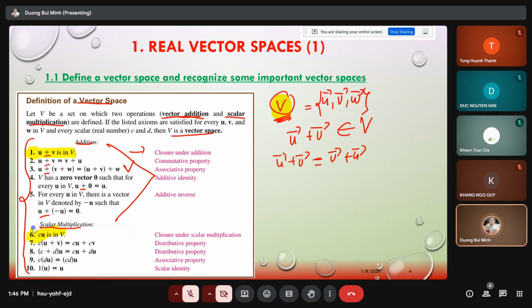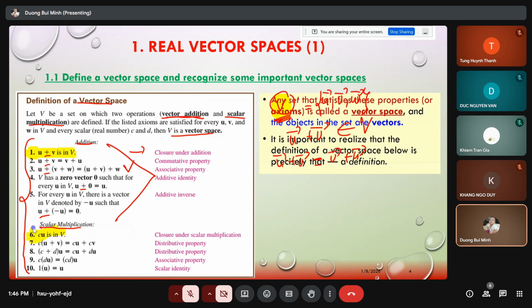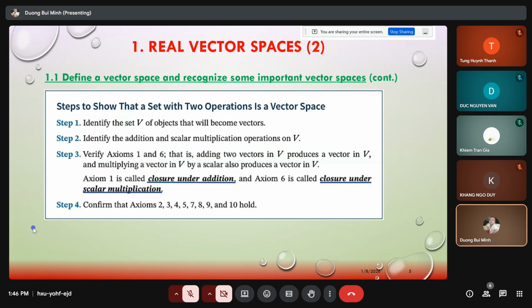So, example. Here, just some steps to demonstrate the vector space. To identify the vector space. Step 1: Identify the set V of objects that will become vectors. Identify the addition and scalar multiplication operations.